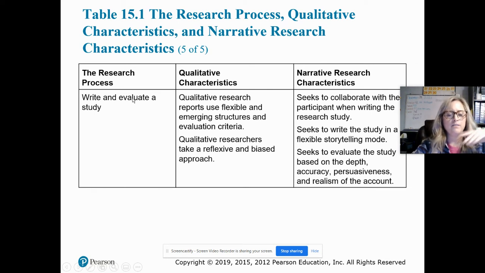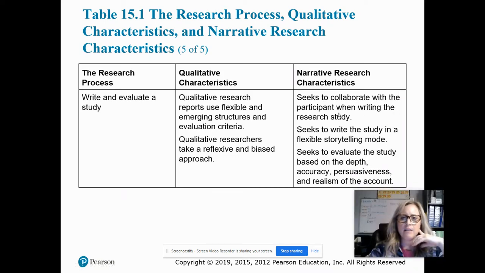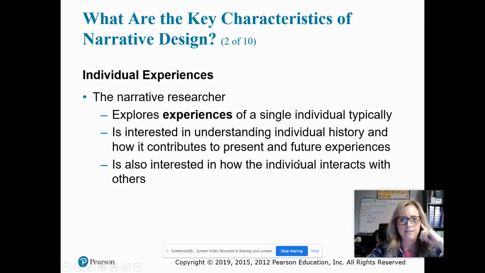Okay, so then once you've done that, you're going to be able to write your evaluation. With qualitative research, the reports are flexible and the structure emerges as you evaluate. And you can take a reflexive and biased type of approach with it. With narrative research, you're going to collaborate with the participant when writing the research studies. You're actually going to work with your participant. You're going to write the study in a flexible storytelling mode, and you want to evaluate the study based on depth, accuracy, persuasiveness, and realism of the account. So it's a little different.